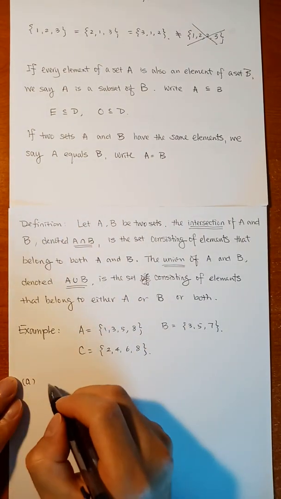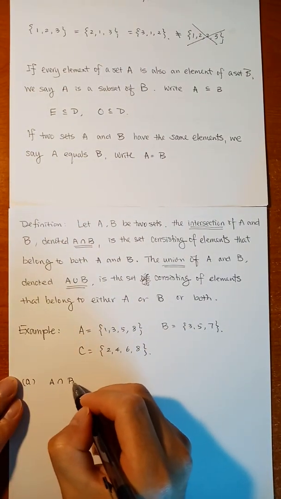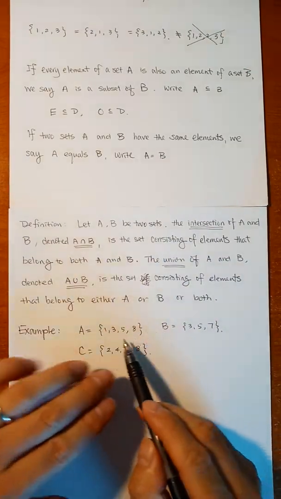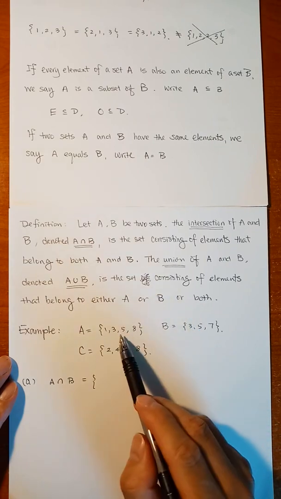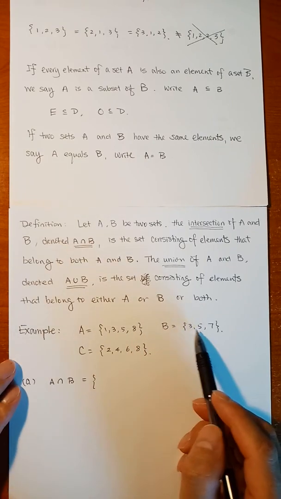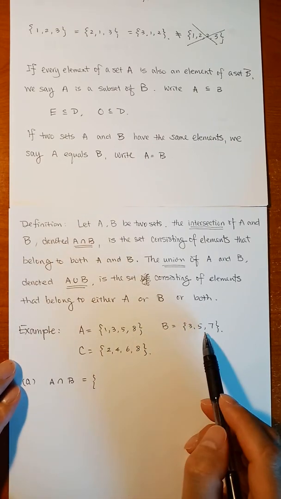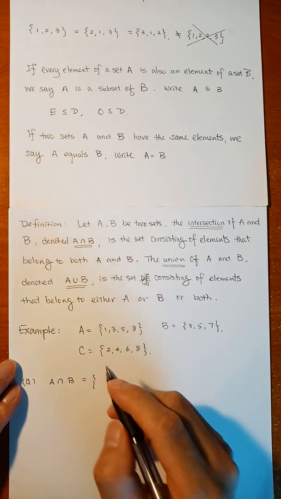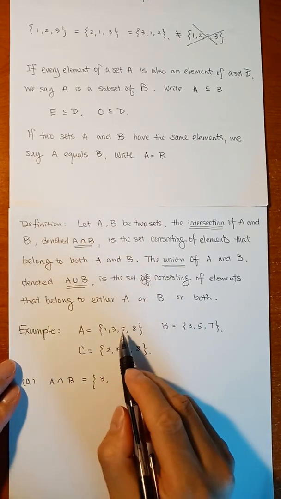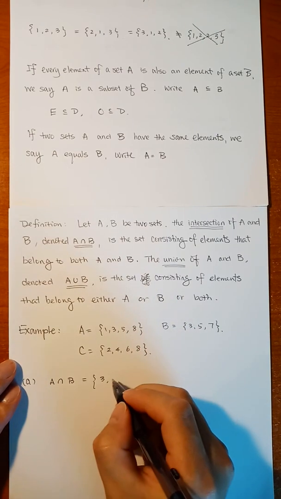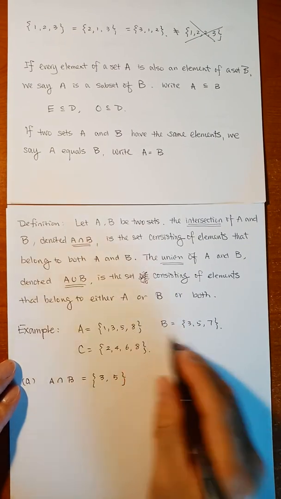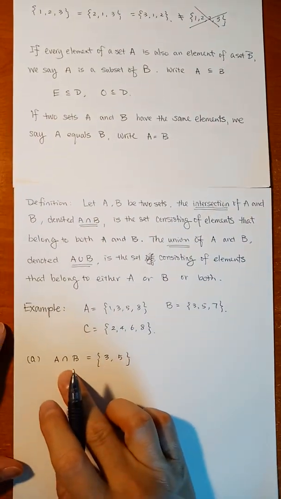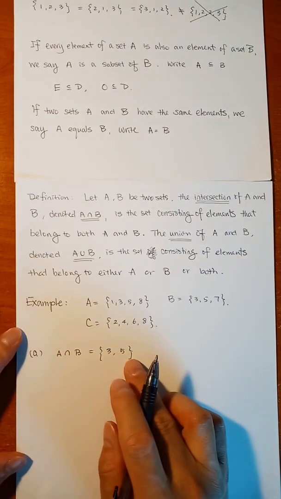First, let's see what is A intersect B. A intersect B, you just check which elements or which objects are repeated. So you see here you have 1 in A but not in B, so it's not in the intersection. 3 is in A and in B, so it's an intersection element. 5 is repeated. 8 is not. 7 here is also not, so that's done. So the intersection of A and B is 3 and 5.